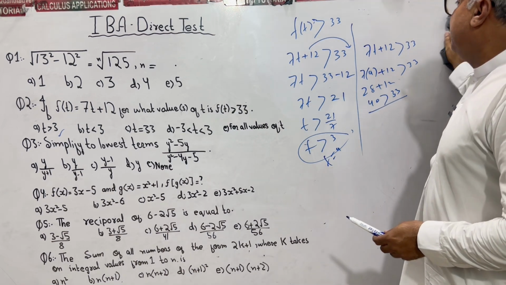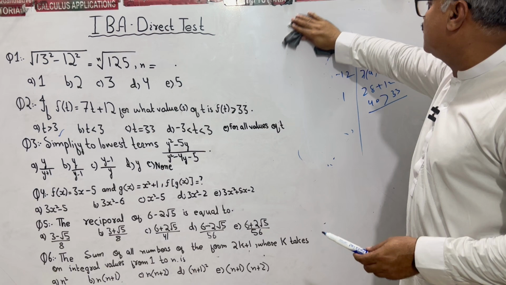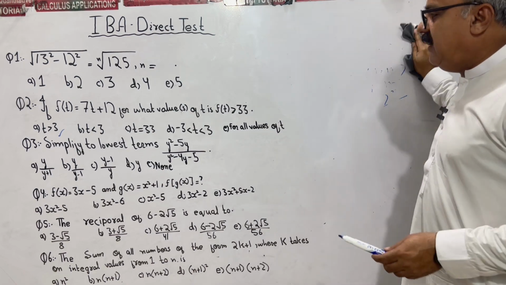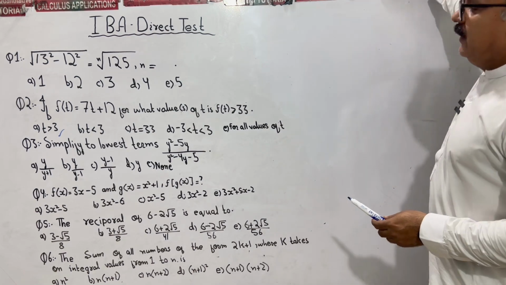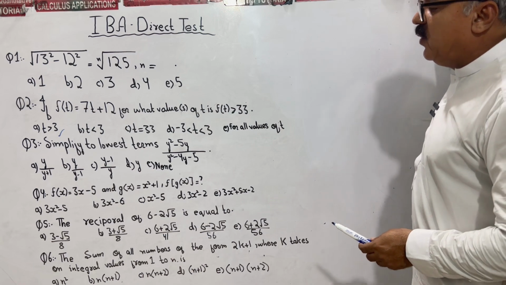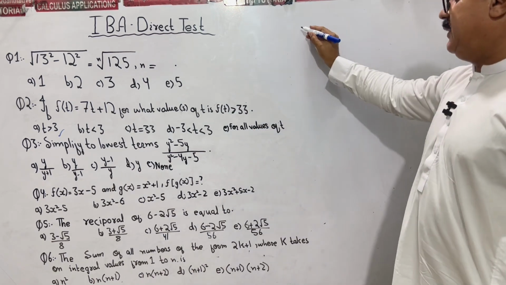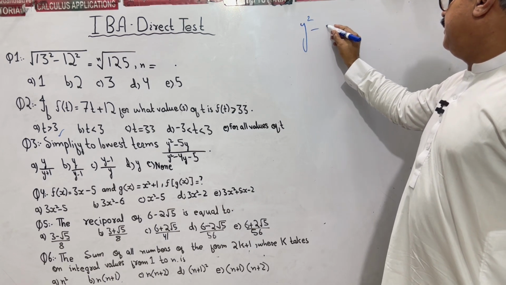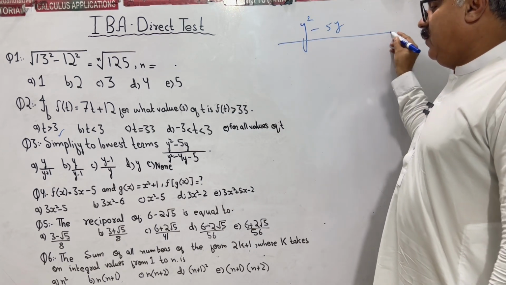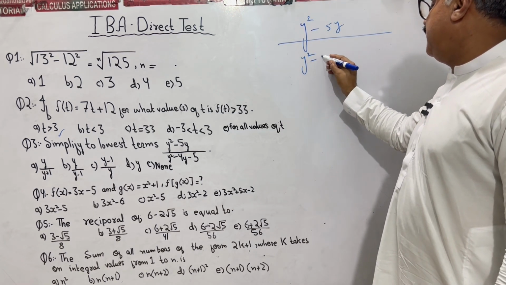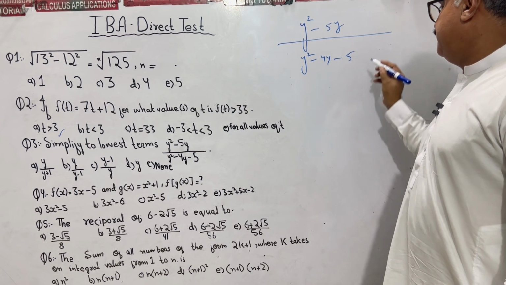Moving towards question number 3. Simplify to the lowest term. It is y square minus 5y overall, y square minus 4y minus 5.